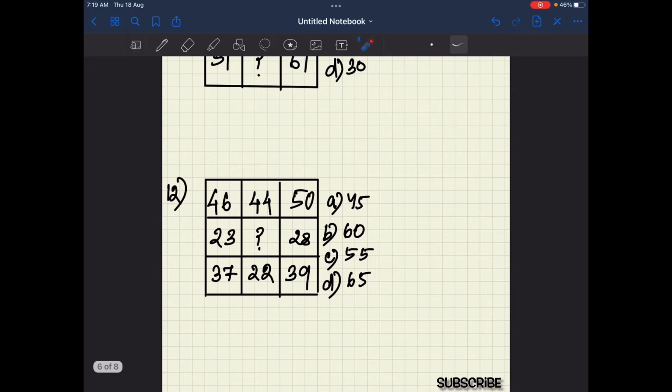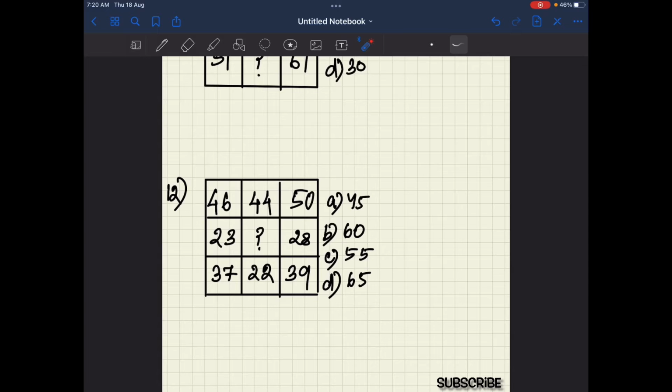Coming to the second question, we see 46, 44 and 50, then 23, question mark, 28, 37, 22 and 39. If you watch carefully, we can see that these are multiples of 11, 44 and 22, and if we see the answer also, we are getting some multiples of 11. So sometimes multiples of 9, multiples of 7 and multiples of 11 are also repeated.